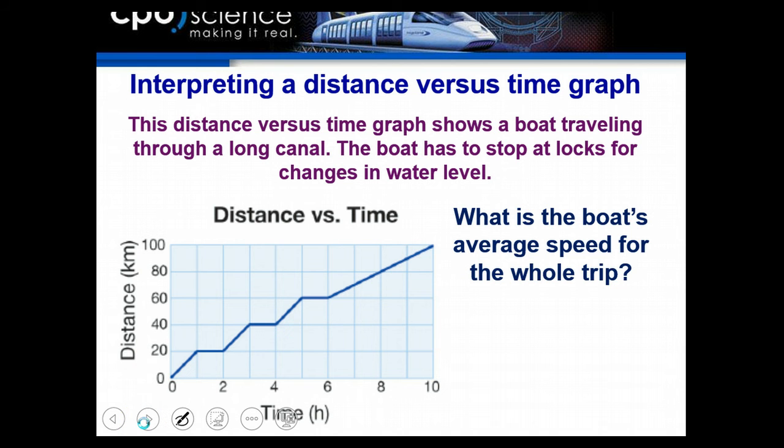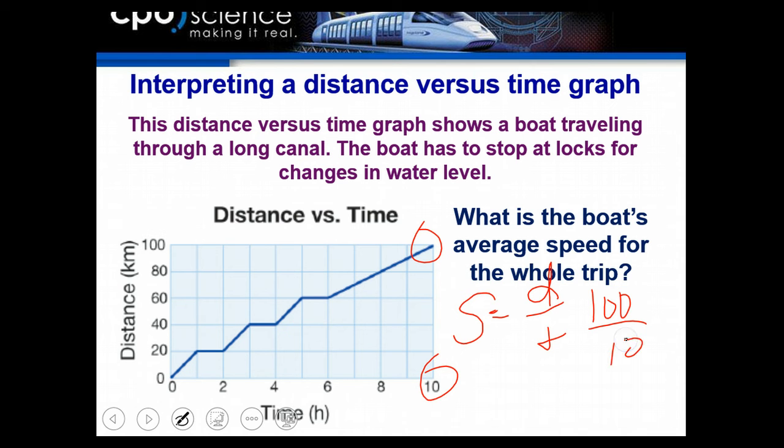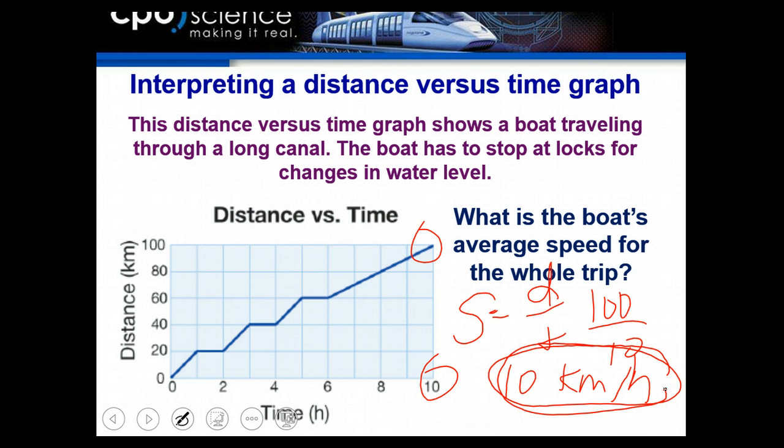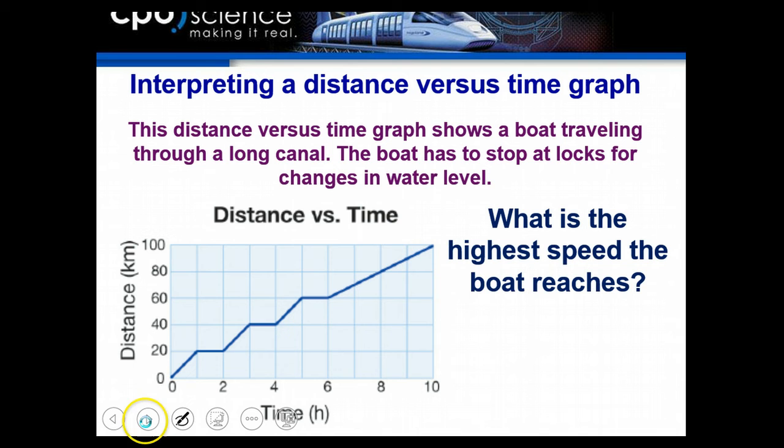Okay, so the next question says, what is the boat's average speed for the whole trip? So remember how to calculate average speed. Speed is distance over time. So the total distance that we went was 100, and the total time it took us was 10 hours. So 100 divided by 10 is 10 kilometers per hour. So that is our average speed for the whole trip.